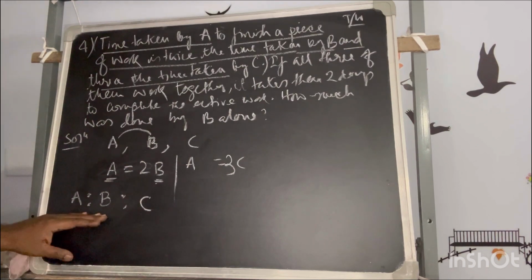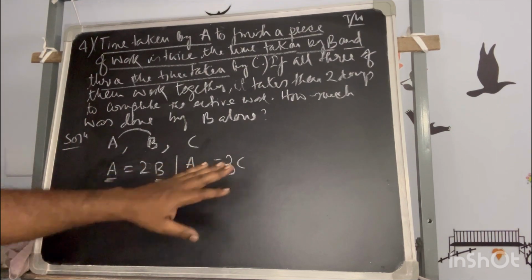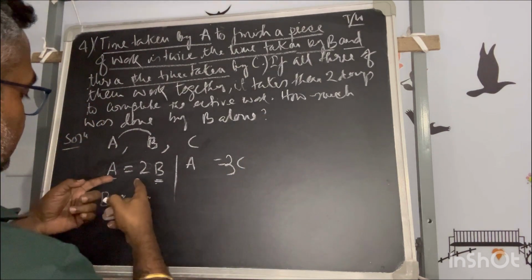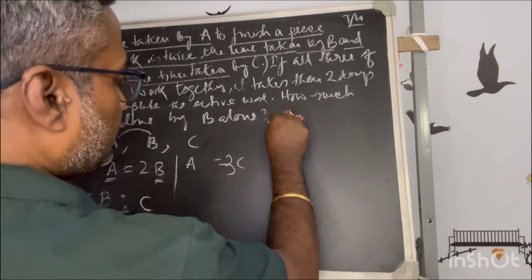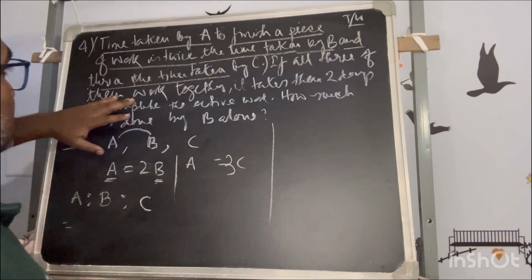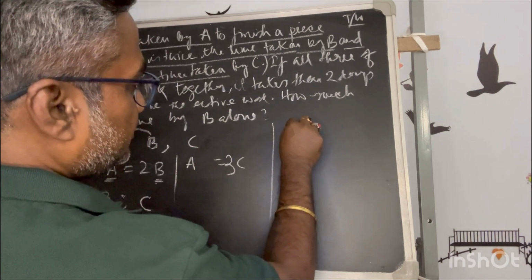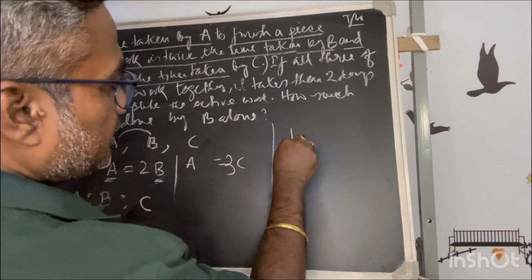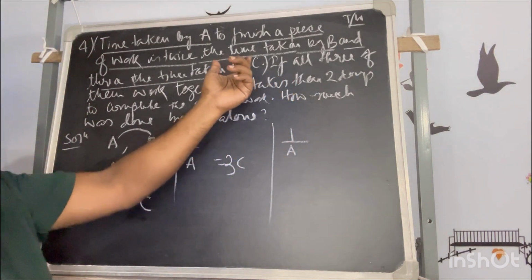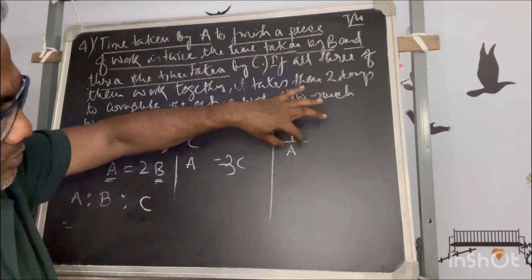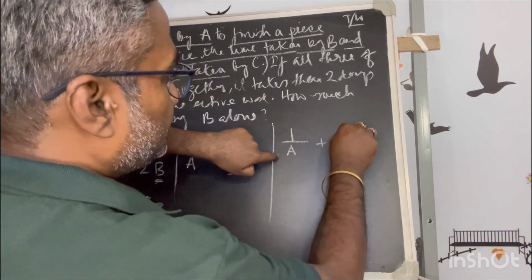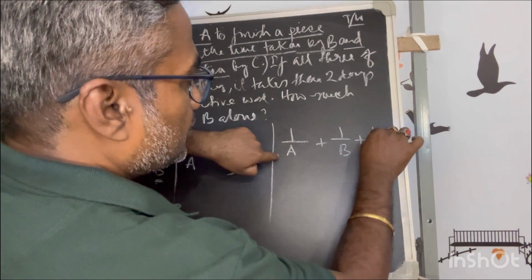Because this is needed. Either you can do it individually, that is also good, there are two processes of doing that. If you take the individual approach, because the next statement says if all three of them work together, so A will do 1 by A part in a day, because I am taking a day. So complete work by complete time is the rate of work: the rate of work of A is 1 by A, that of B is 1 by B, and that of C is 1 by C.